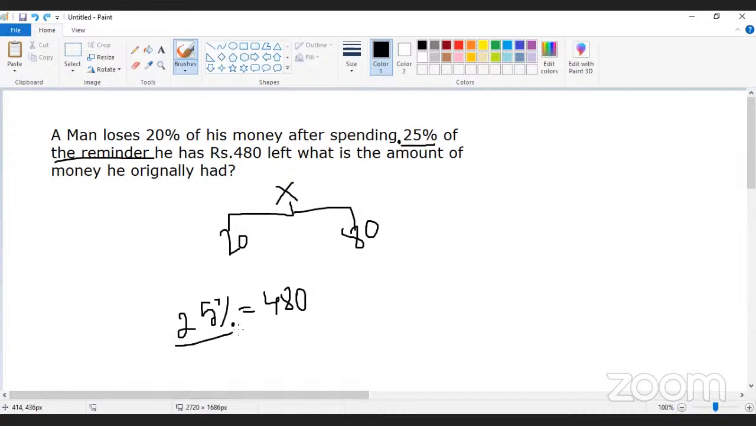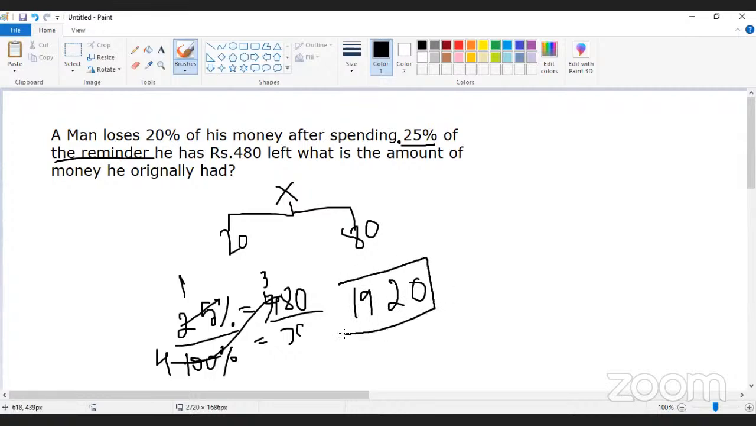If 25% is 480, so how much is that 100%? That's X. So this would be 1 by 4. Yes, so the remaining amount which was 100% was 1920. This was called the remaining money. Okay, 100%. So in this 20%, 25% spent, a man loses 20% of his money after spending.